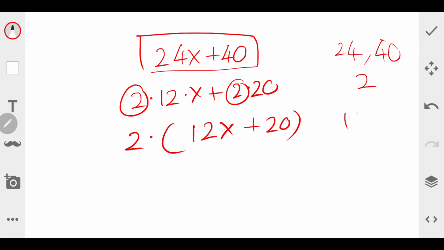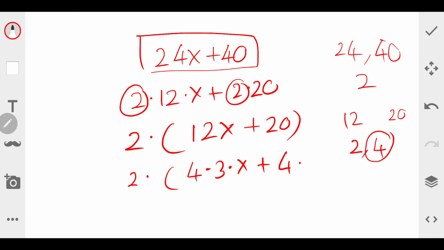What are the numbers here? You have 12 and 20. Do they have any common factor? You can say 2, or we can say 4. But if you do 2 again, you'll see you'll have to do more factoring later on. So we will start with 4. So if I do, okay, I'm going to do 4 times 3 times x. I'm going to do 4 times 5. Now here you can see inside this parenthesis again, 4 is the common factor. So I'm going to pull that out.